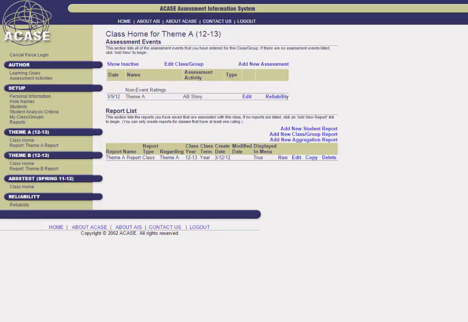The reliability feature in AIS allows you to compare your ratings of student attainment with your colleagues' ratings and see the extent to which you agree. If you agree, that's great. You can have some confidence in the information coming out of your assessment process.